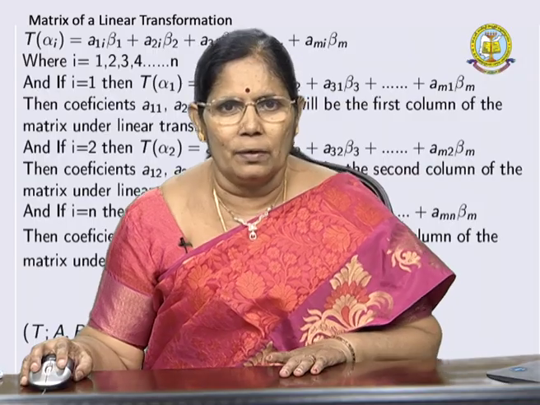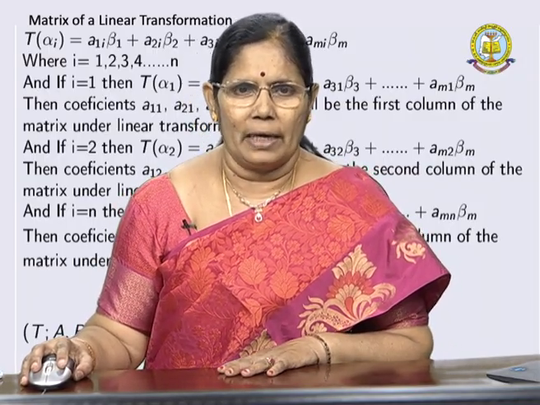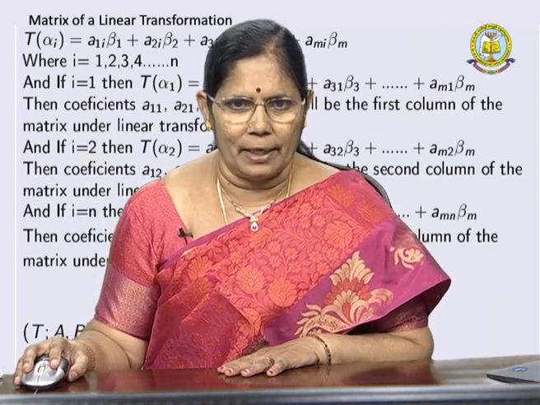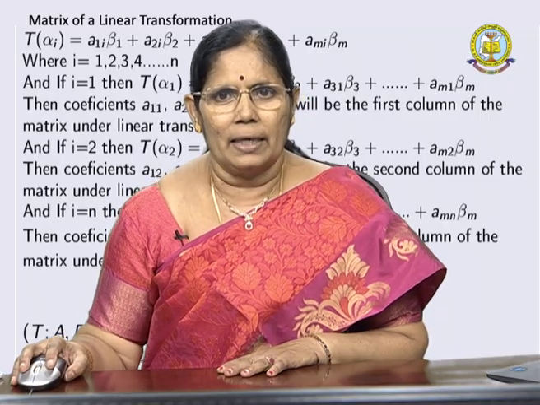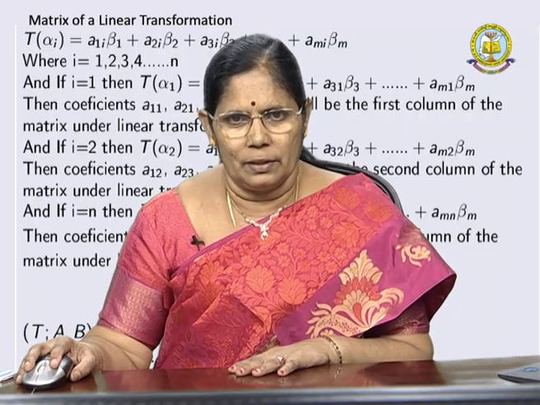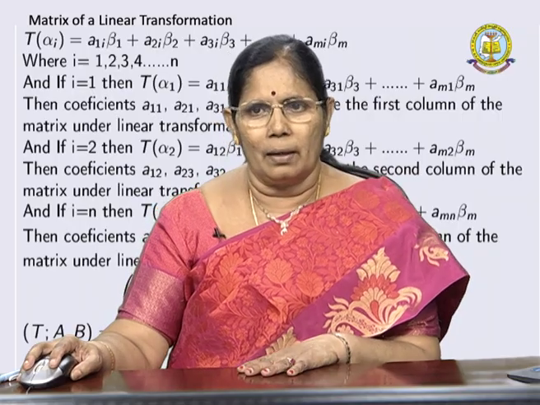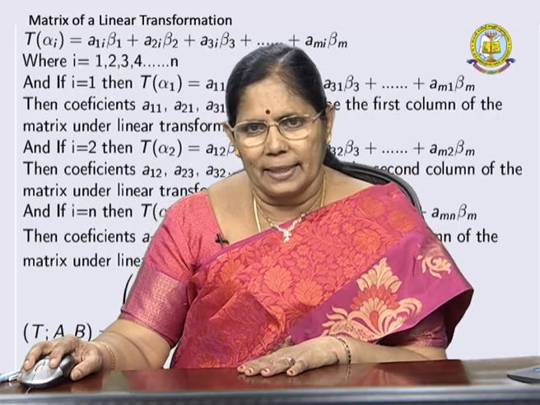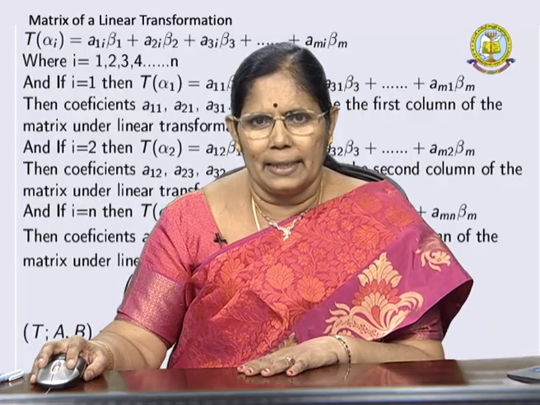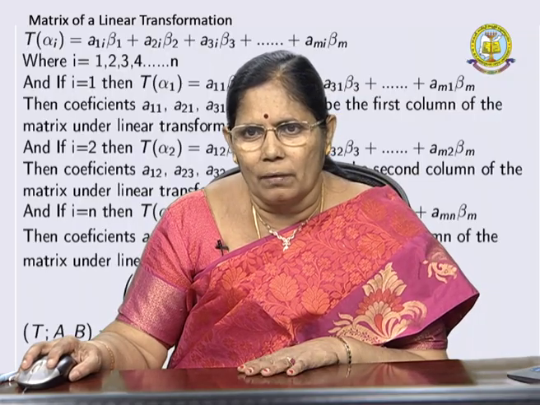How do you get this value? By substituting for x, y, z. T of (1, 1, 1) is (3, minus 1, 1). Similarly, T of (1, 1, 0) is (3, minus 1, 0), and T of (1, 0, 0) is (2, 1, 0). After getting that, you write these vectors as a linear combination of the elements of this basis.